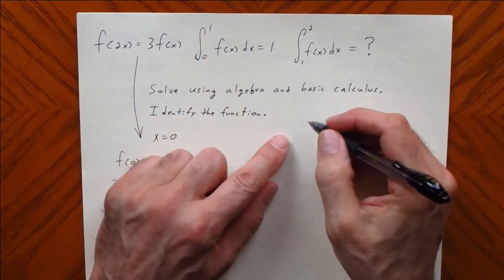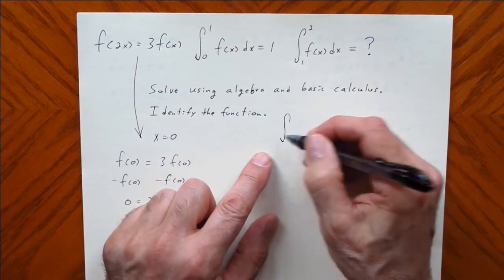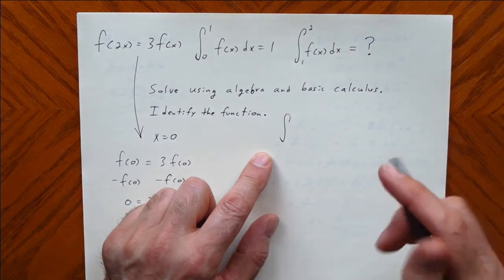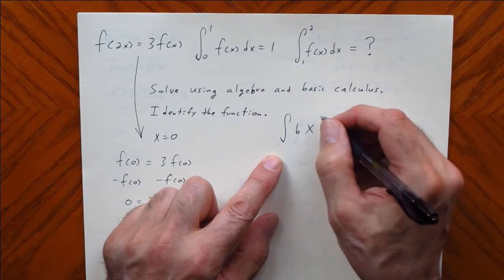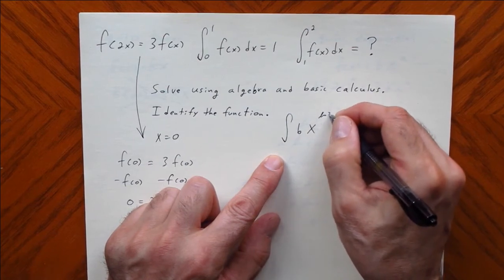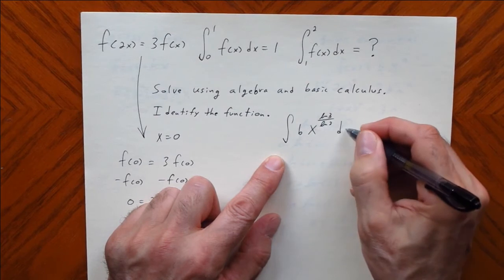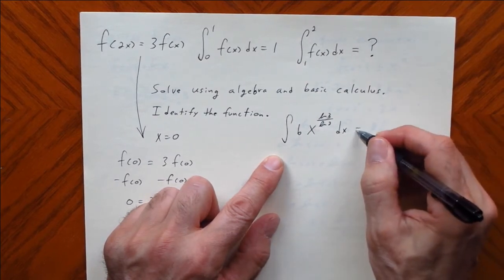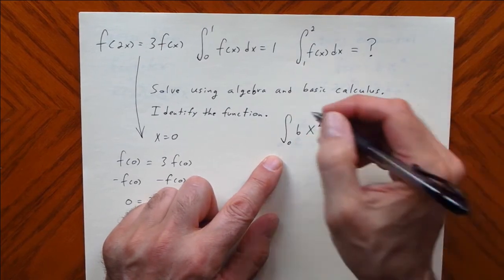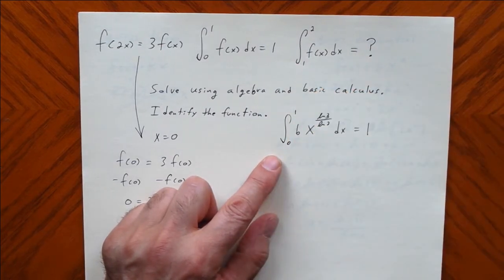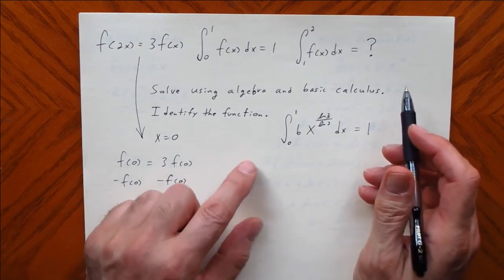Let's come up here. We now know that, based on the clue that they give us, the integral of f of x. Okay, what is f of x? Well, there's a b that we don't know. b times x to the log of 3 over log of 2 dx equals 1, and this is from 0 to 1. Now, this log of 3 over log of 2, we're just going to call that a.